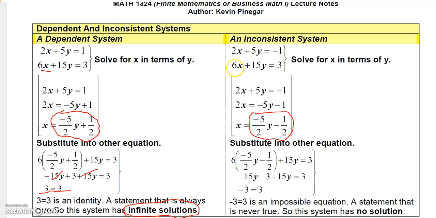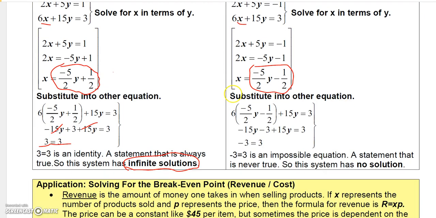So if I take that and plug it in up here, then I'm going to get 6 times this. And then when I multiply this together, it'll give me negative 15y minus 3 plus 15y. So again, these two will cancel. But this time I get negative 3 equals 3. That's considered to be called an impossible equation or a contradiction. And in that situation, we know that we have no solution. So therefore, this would be an inconsistent system.